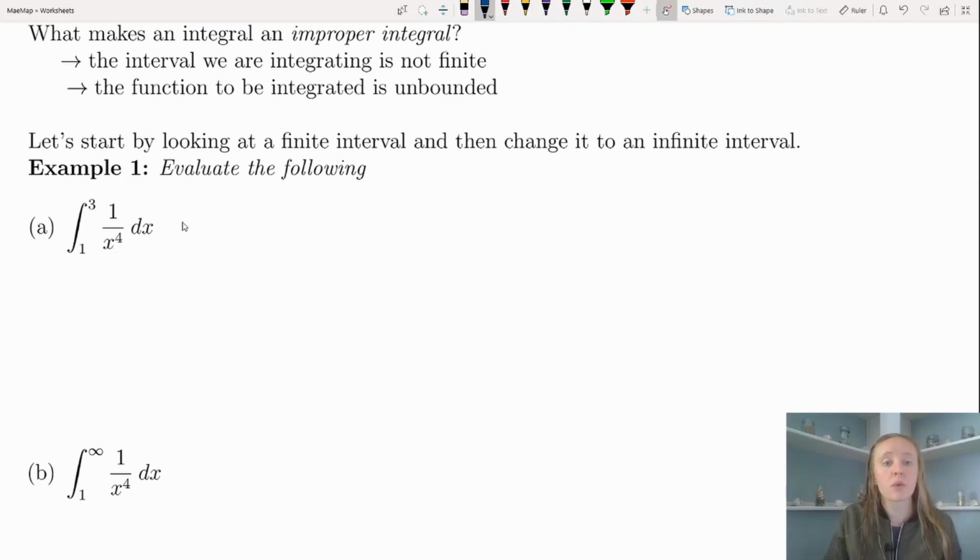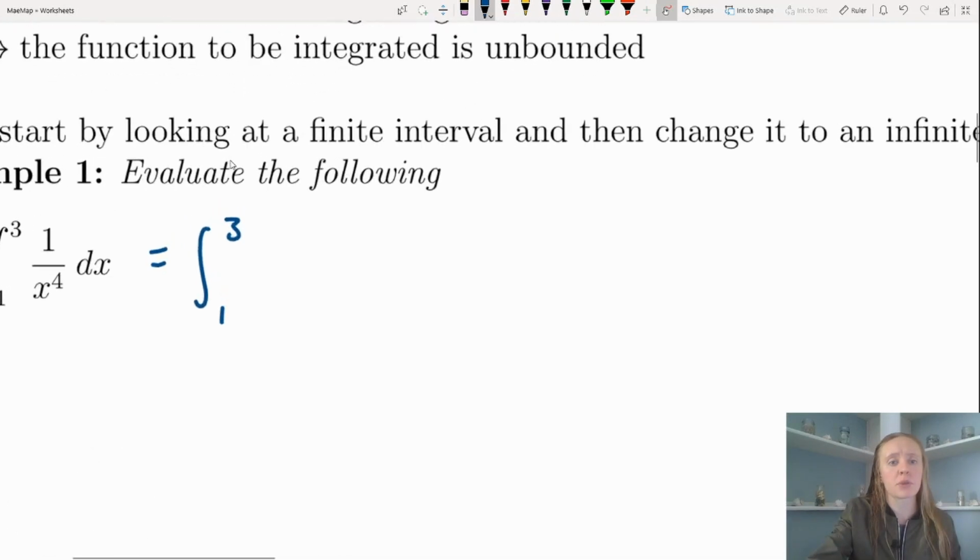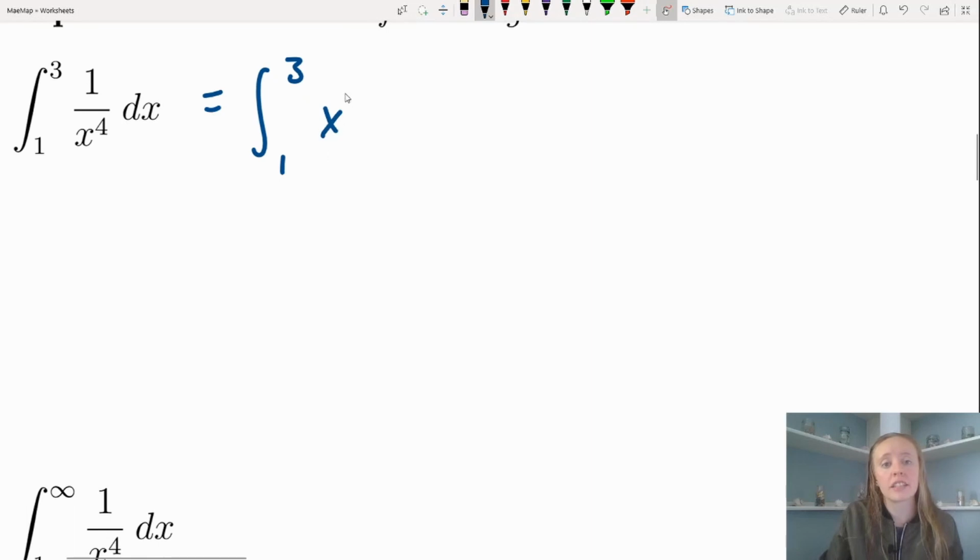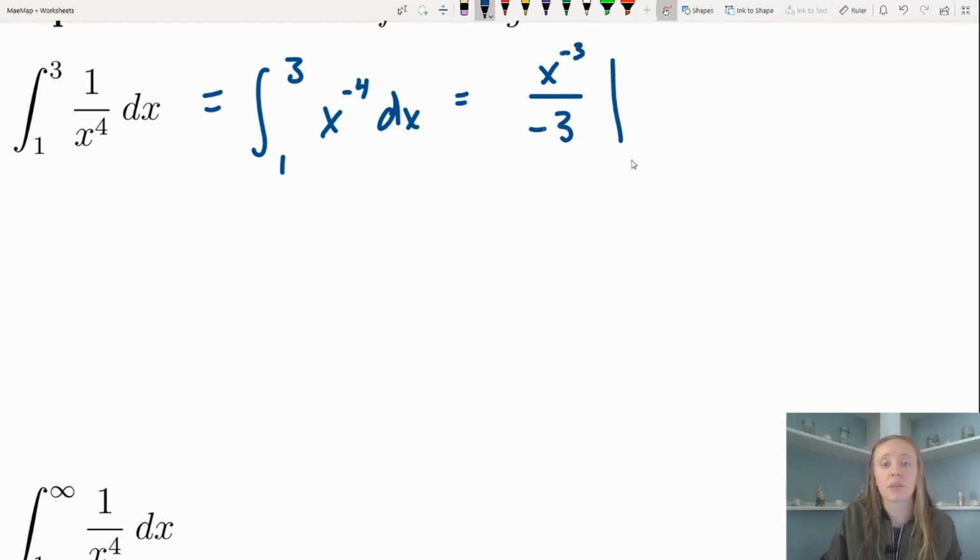If it's easier to think of it, I can think of this as the integral from 1 to 3 of x to the negative 4 dx. Sometimes it's easier to visualize it like this, because in order to integrate, we're going to add 1 to that exponent and then divide by it. So this is going to become x to the negative 3, divided by that new exponent, negative 3. And we're evaluating this from 1 to 3.